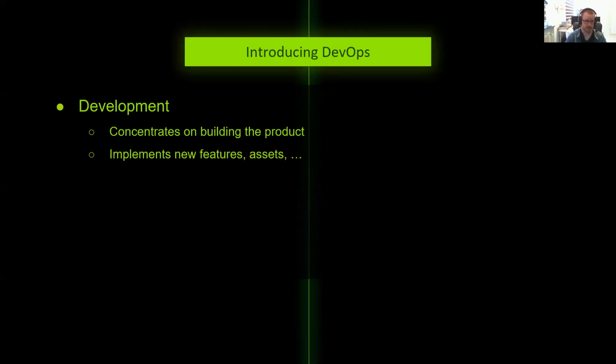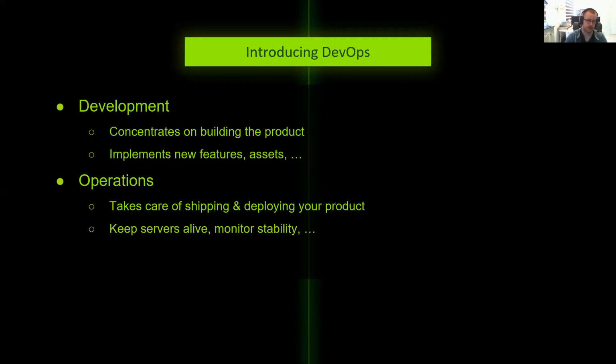What are operations engineers? Development engineers are concentrating on building the product. So they are the ones that we commonly refer to as the dev team. They implement new features, build new assets, and so on and so on. And the operations team, at least mid-sized to large-sized companies have such a team. They take care of actually shipping and deploying our product. They keep our game servers alive, they monitor stability and things like that. So in small teams, these are often the same people, which kind of can be beneficial for our DevOps workflows.